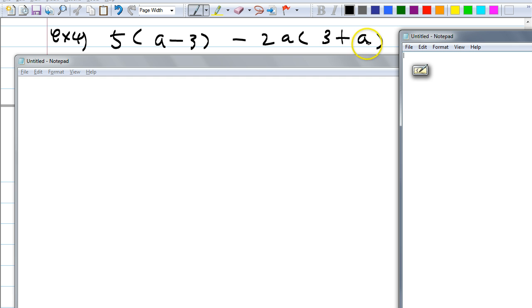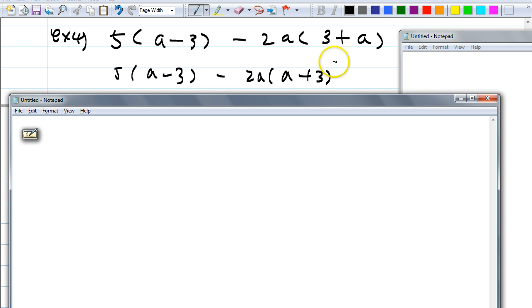Right, so instead of 3 plus a, I get? Don't I get this when I rewrite this in standard form? Right now it's 3 plus a. That's not in standard form, is it? So I wrote it as a plus. Okay, so what do I do next?